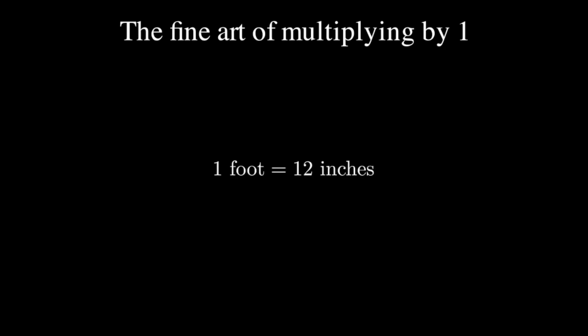Let's start with something many of us already know, that 1 foot measures the same length as 12 inches. Since these two quantities are the same, that means that 12 inches divided by 1 foot is equal to 1. They're the same value. Can we use this now for our unit conversions?